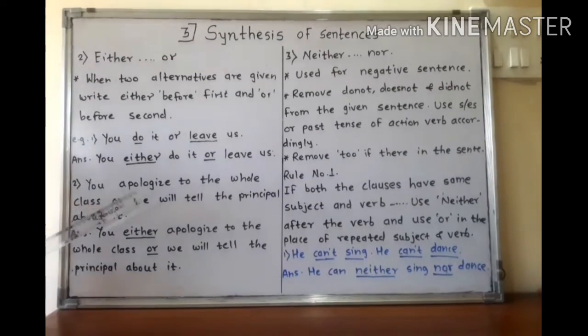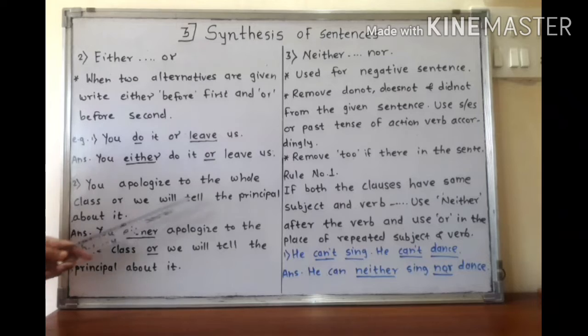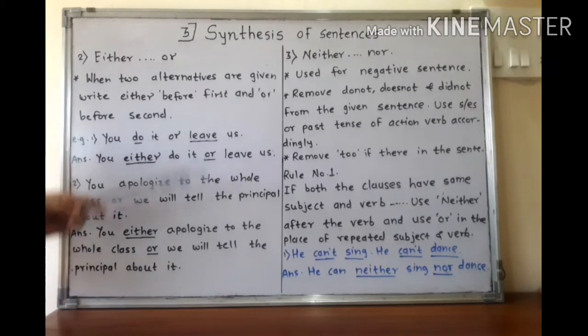You apologize to the whole class or we will tell the principal about it. Now, two things are given here. You apologize to the whole class. Apologize or we will tell you. So, how to write the answer? You either apologize to the whole class or we will tell the principal about it. In this way, it is very simple to use either or in the sentence.